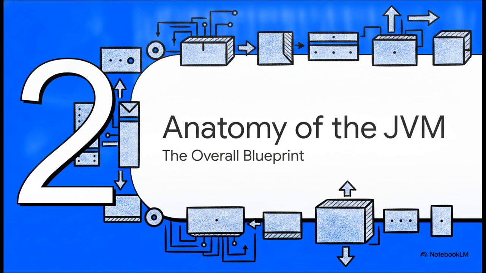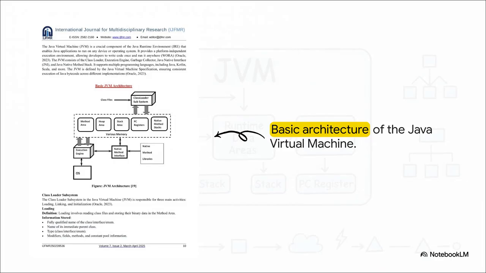Moving right along to part 2, anatomy of the JVM. Okay, let's dive into this blueprint. If we look at the macro view, the JVM is basically broken down into 3 major subsystems. Up at the top, we've got the class loader subsystem. Think of this as the intake manifold of our engine. It's what brings the raw class files into the system.